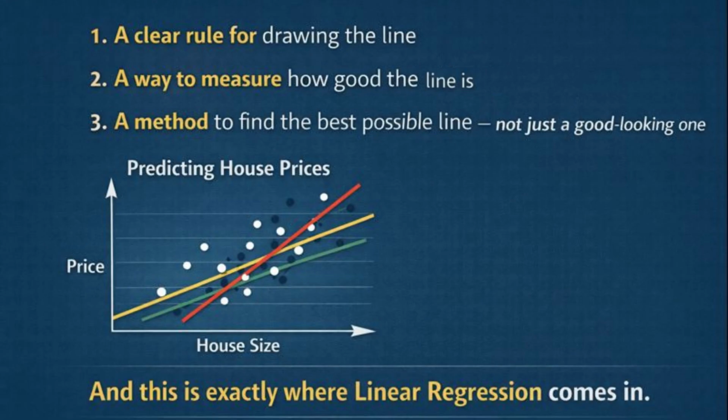So what we really need is three things. A clear rule for drawing the line, a way to measure how good the line is, and a method to find the best possible line, not just a good-looking one. And this is exactly where linear regression comes in.